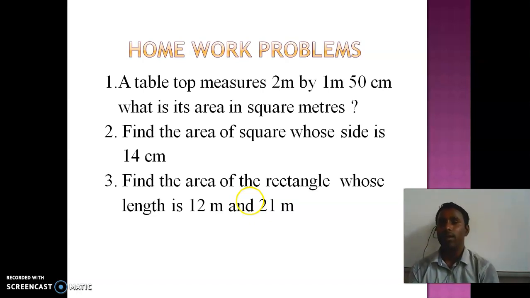Anyway, in this session we have seen how to calculate the area of different shapes. In the upcoming slide we will see the remaining things. Thank you.